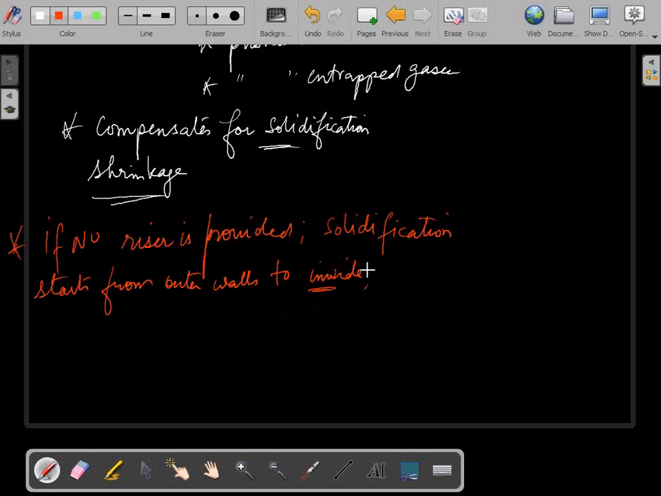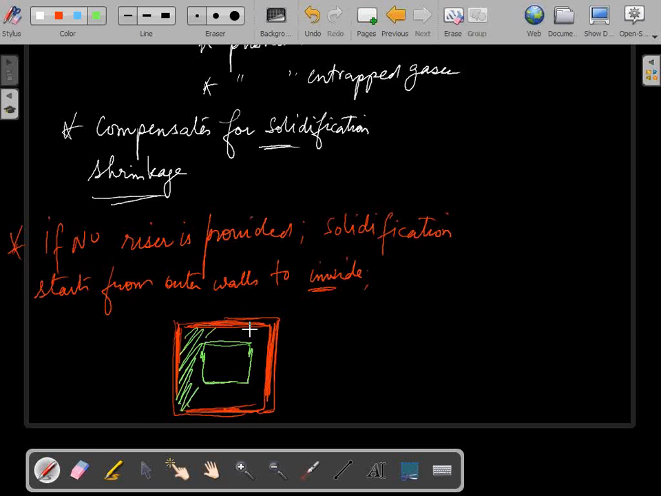Now what is happening when this is happening? So this is the mold cavity. Okay, we studied in the last section, you have a film formation, chill zone. This is the chill zone, and it proceeds from outside to inside. So this is what happens. Very quickly, this part, the green part, shows that the liquid has been solidified. This is in case of no riser. Okay, and the inside of the cavity will still be liquid.